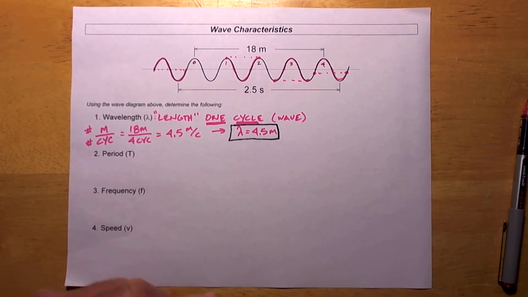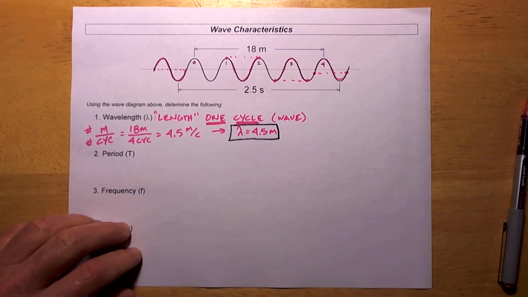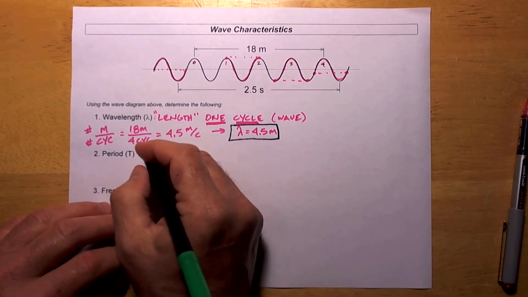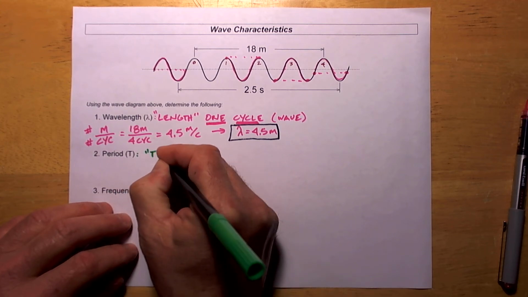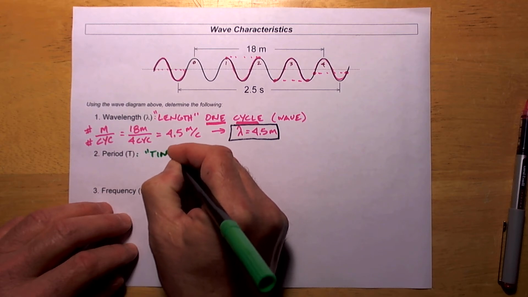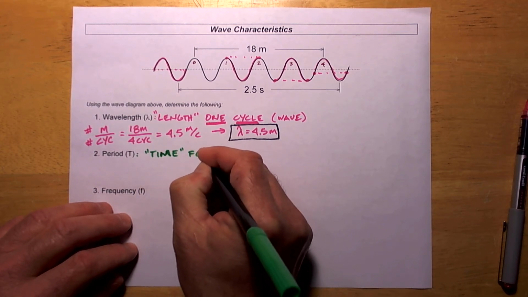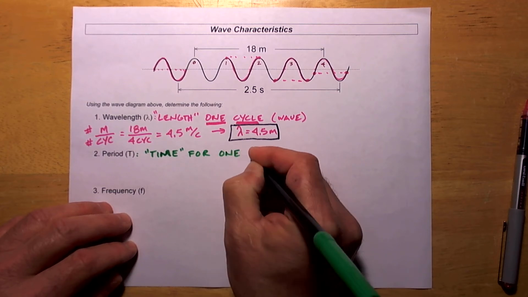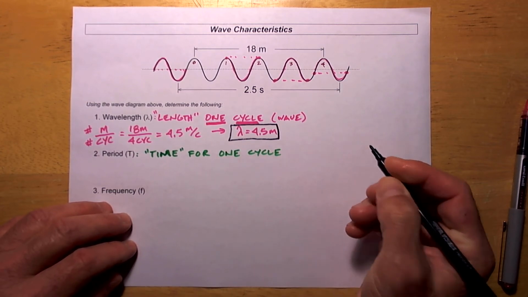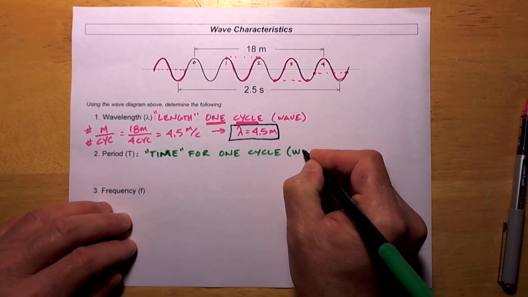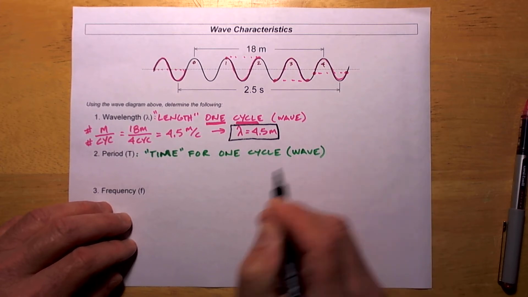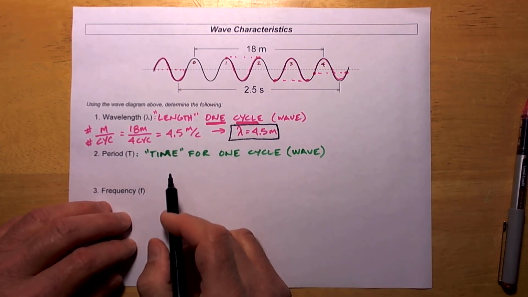Now, the period. You may remember from when we discussed planetary motion and circular motion that the period is the time for one cycle. Okay, so the period is the time, and I'll put this in parentheses too, because sometimes people describe period in different ways, but we'll call it the time for one cycle. I could have said wave, but let's call it a cycle, but I'll put wave in the parentheses here.